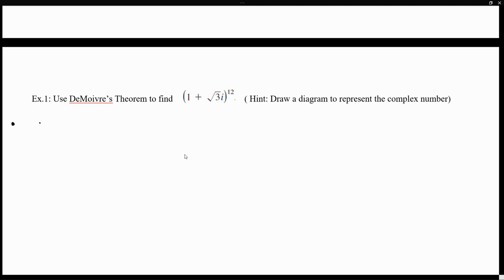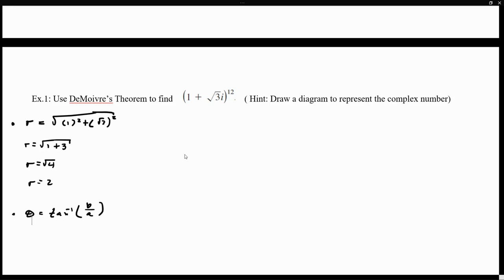In order for us to write the number in trigonometric form, we have to find the value of r, which, recall, is the square root of the real part squared, which is 1 squared, plus the imaginary part squared, which is square root of 3 squared. So 1 squared is 1, square root of 3 to the second is 3. So r is the square root of 4, so r is equivalent to 2. And now remember that in order for us to find the argument, it's always the inverse tangent of b over a, or the imaginary over the real.